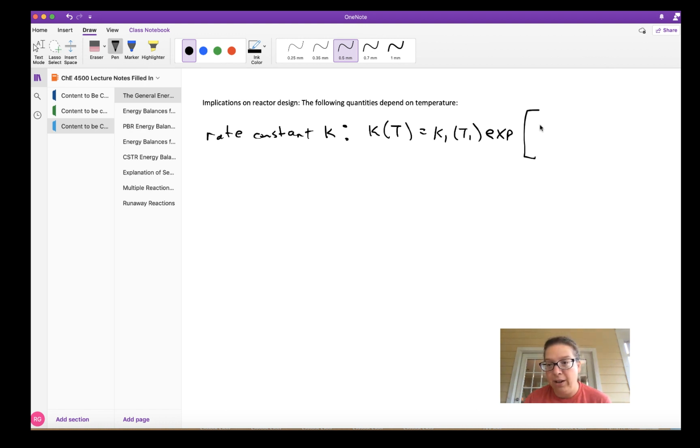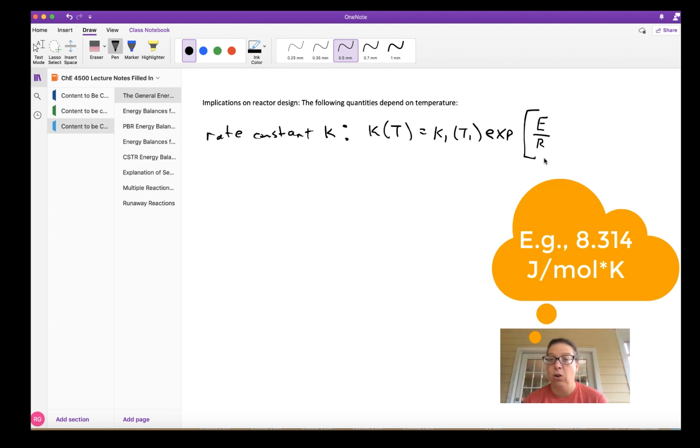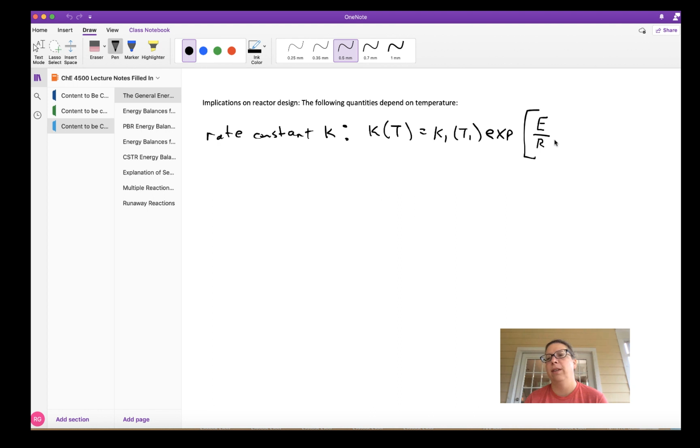of the activation energy, E, divided by R. R is the gas constant. The activation energy here is going to have energy units, for example, kilojoules per mole. Because of that, we want to use the gas constant in units of energy per mole per temperature. So this is not the pressure times volume divided by moles times temperature value. This is the energy per mole per temperature value.